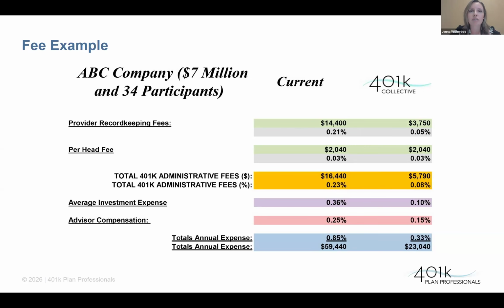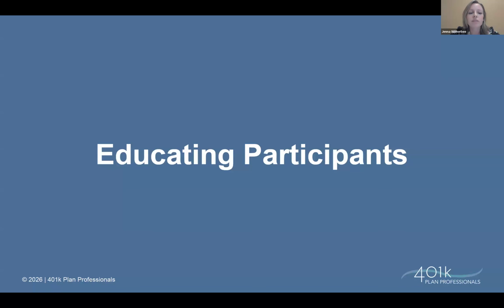Another example is if you really find your large plan audit to be cumbersome. In a PEP environment, there's just one audit for the whole group. And so there still is an audit, but you have less of an active role in that process. And more than likely, it comes at less of a cost to you as well. So those are some things we can talk about as well.